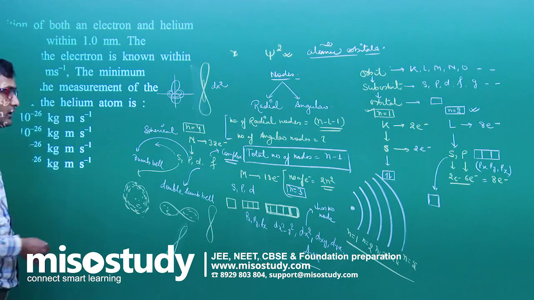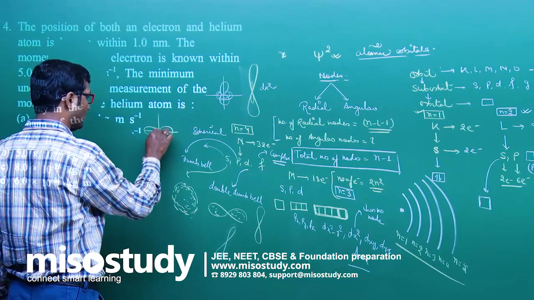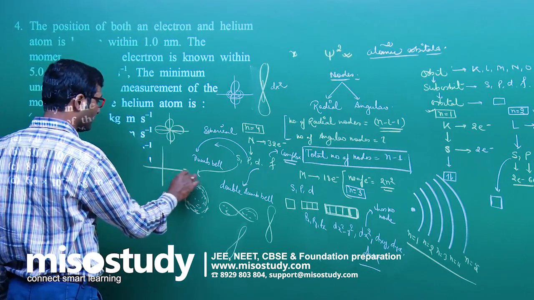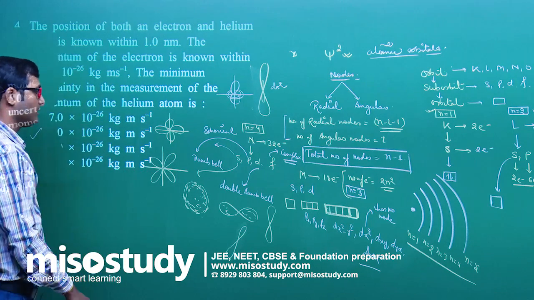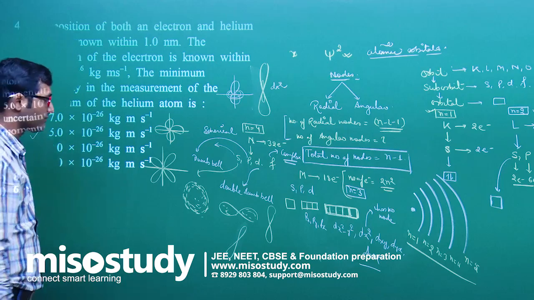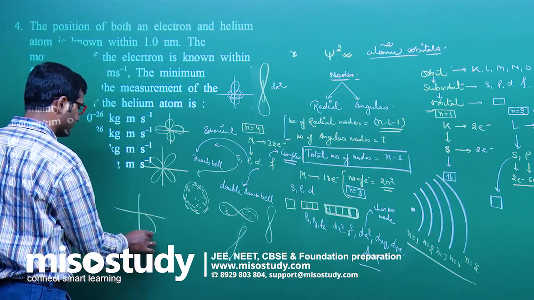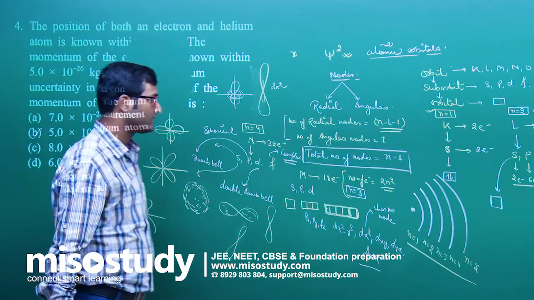Dz square has no node. For example, dx square minus y square can be written like this, like this, like this. Clear? Yes. Then again we can write this is dxy, dyz, dxz. Clear, my friend? These are the shapes. F has complex shapes. I cannot draw the complete structure here. Clear to you?